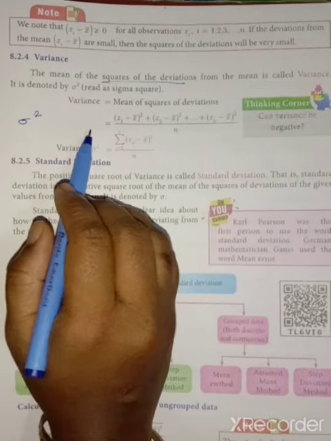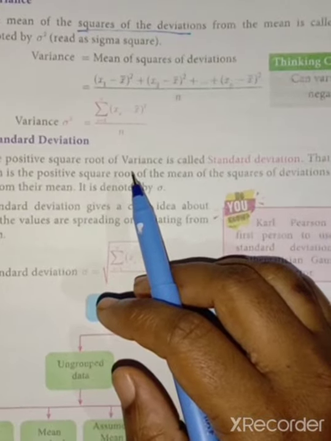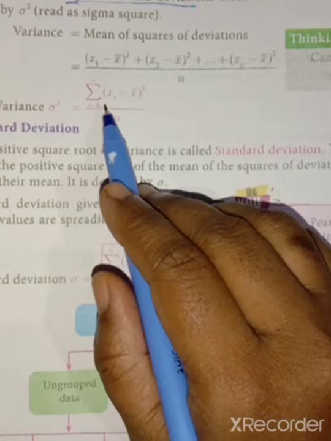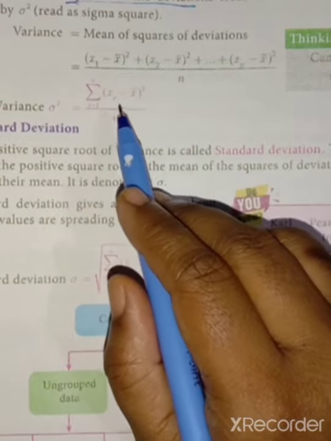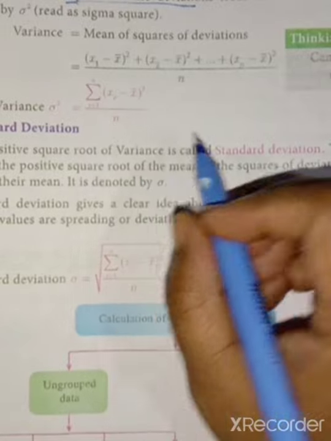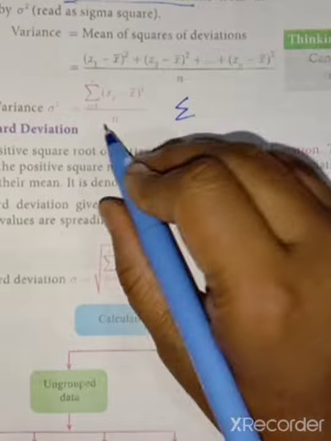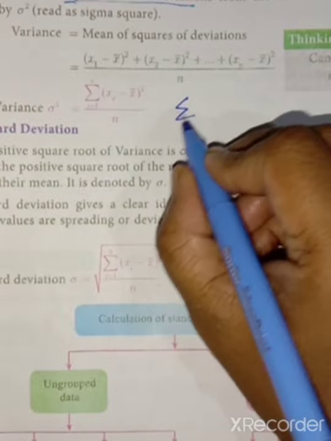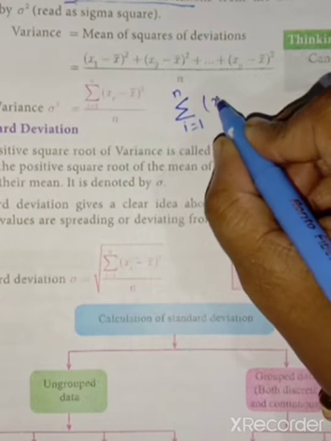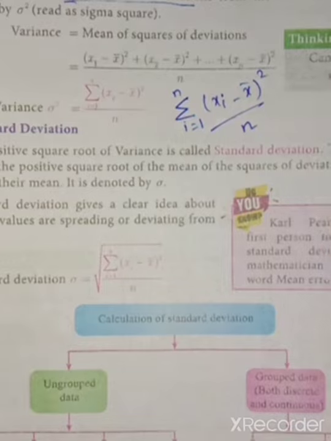In sum notation we can use this: sigma squared equals summation i equals 1 to n of (xi minus x bar) the whole square divided by n. Again I repeat, sigma squared equals summation i equals 1 to n of (xi minus x bar) the whole square divided by n.